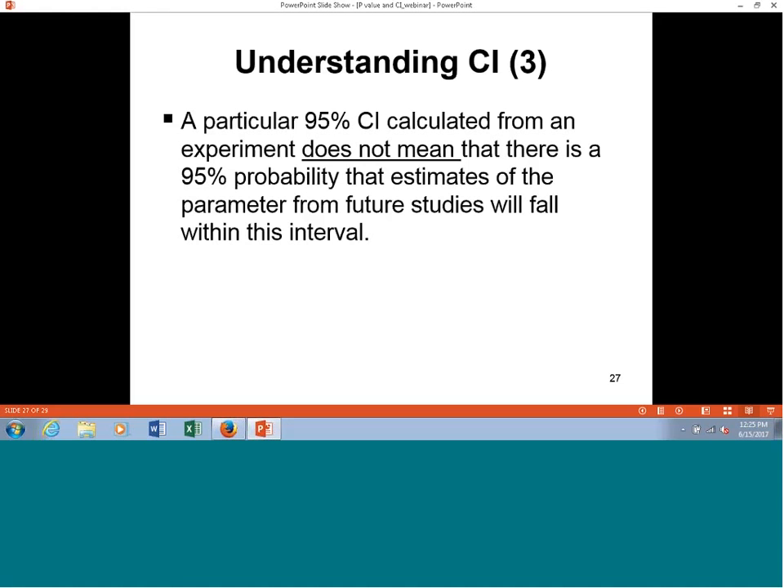A particular 95% confidence interval calculated from an experiment does not mean that there is a 95% probability that an estimate of this parameter from future studies will fall within this interval. 95% is the probability with which future confidence interval will cover the true value, but not the chance that the reported confidence interval will include future estimate. Also, a particular confidence interval either does or does not contain the true value. The 95% refers to the frequency with which 95% confidence intervals estimated from many studies would include the true value.